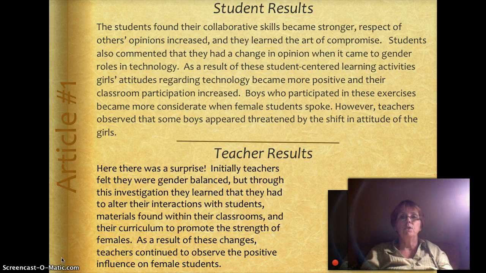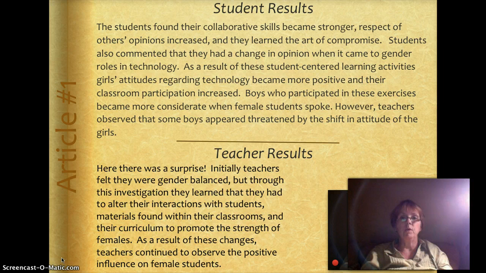Student results. The students found that their collaborative skills became stronger, respect of others' opinions increased, and they learned the art of compromise. Students also commented that they had a change in opinion when it came to gender roles in technology. As a result of these student-centered learning activities, girls' attitudes regarding technology became more positive and their classroom participation increased. Boys who participated in these exercises became more considerate when female students spoke.